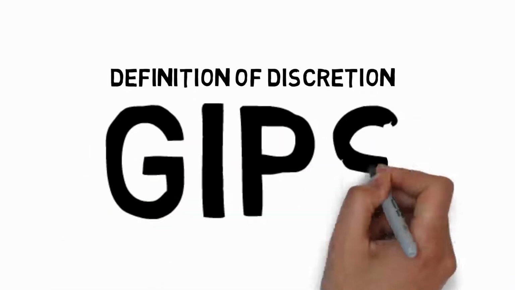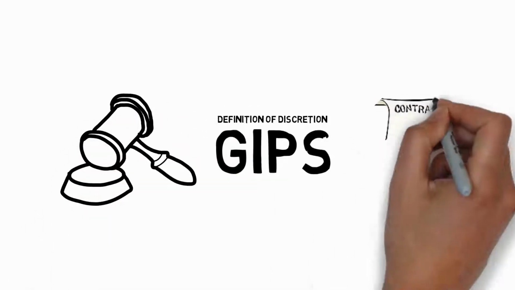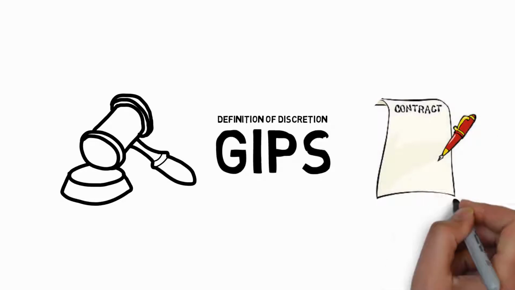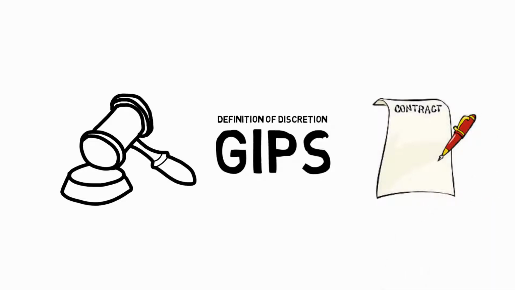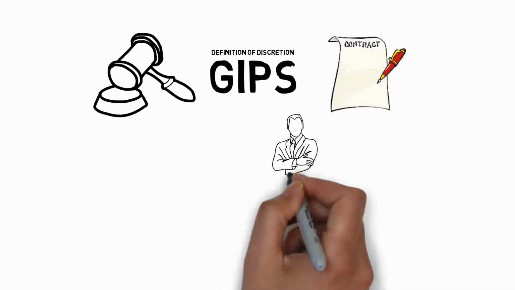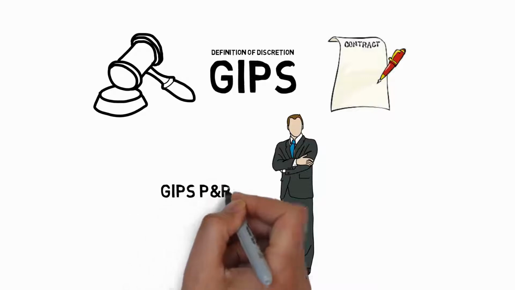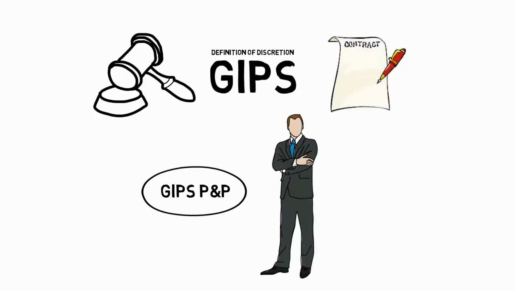Definition of discretion. Discretion is defined differently for GIPS than it typically is for legal or regulatory purposes. You may have a discretionary contract for an account that you deem to be non-discretionary for GIPS purposes because of restrictions the client places on the implementation of the strategy. The definition of discretion section of your firm's GIPS P&P should outline objective criteria for determining the discretionary status of accounts.